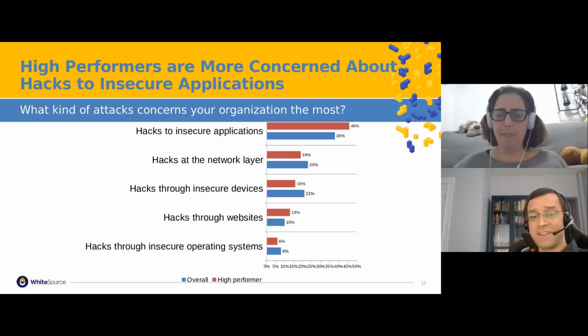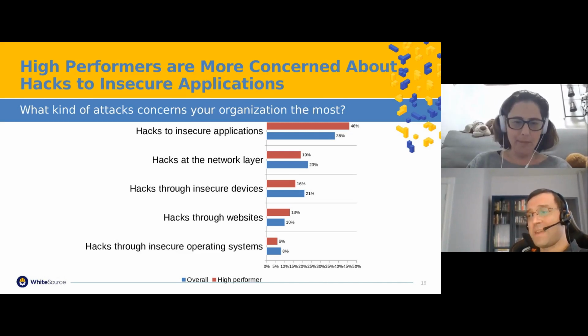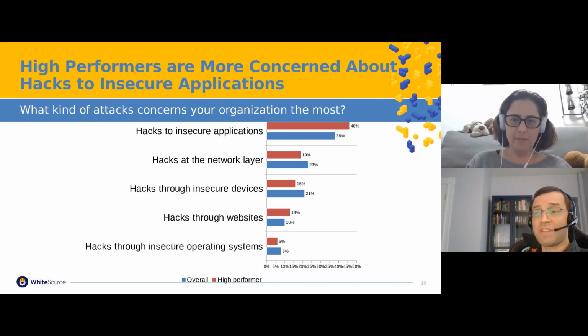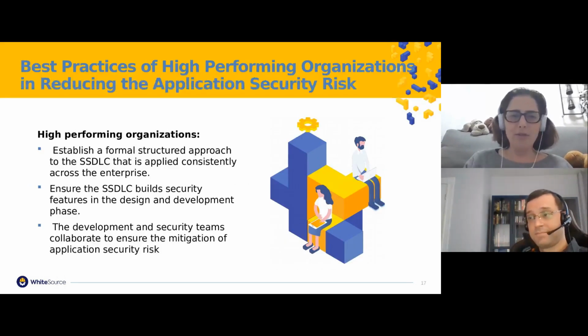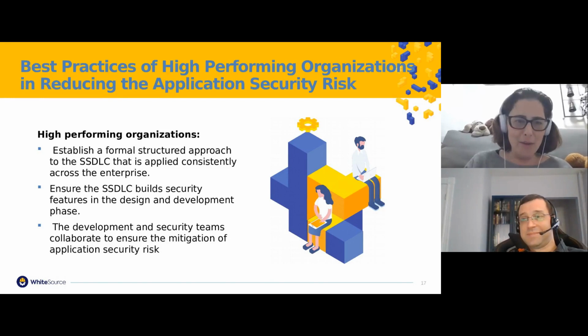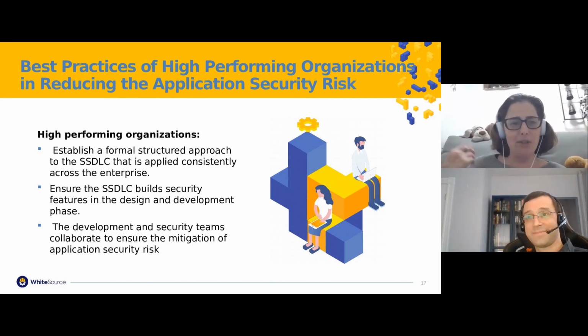All sounds very obvious, but it does speak towards where we are in general, with people beginning to pay attention, and the people with resources really paying attention, to insecure applications. But fundamentally, we still have a long way to go, and they still have a lot of problems to solve.